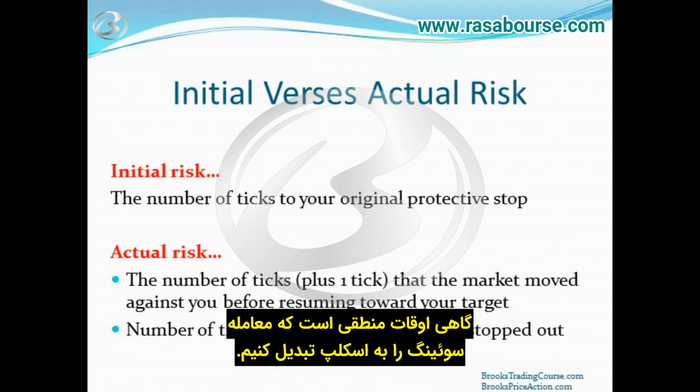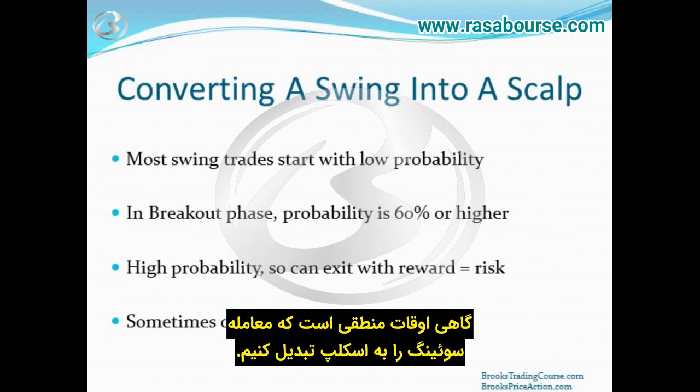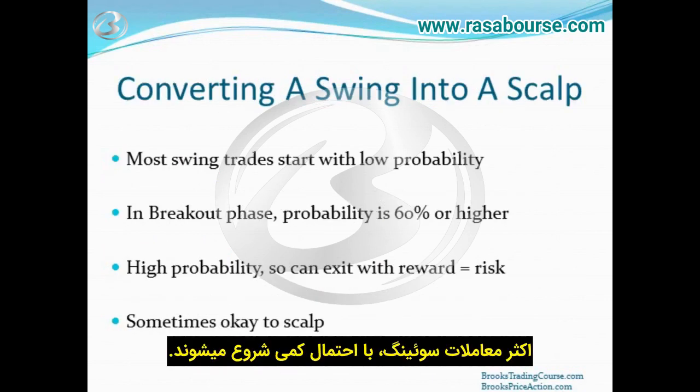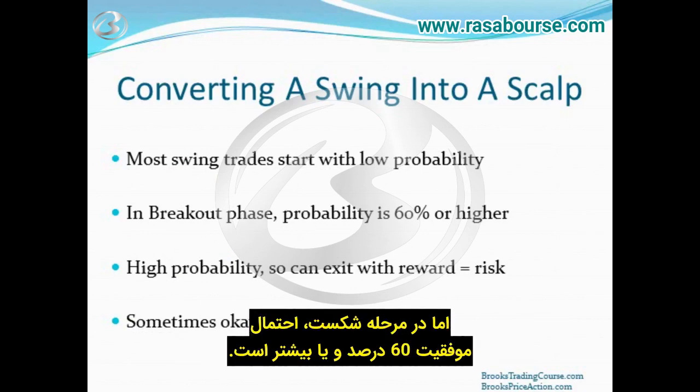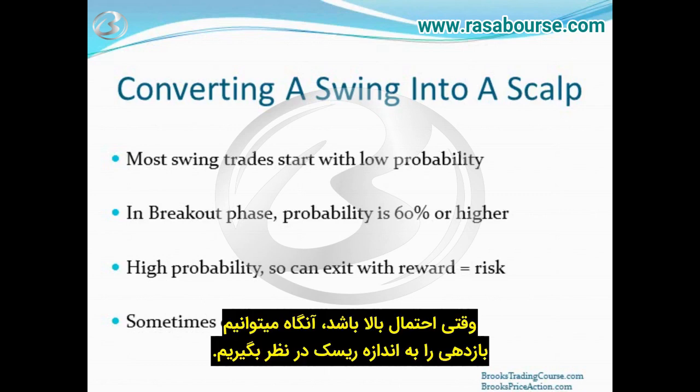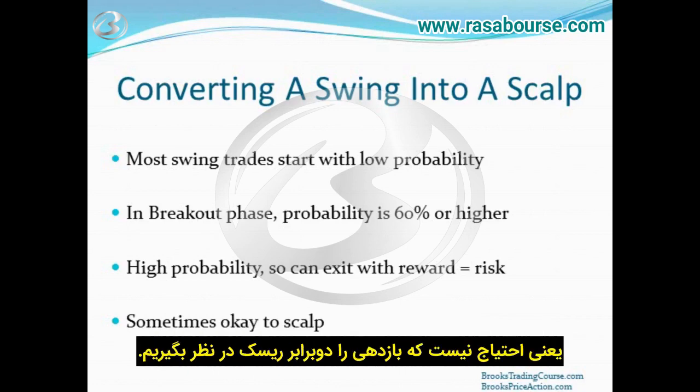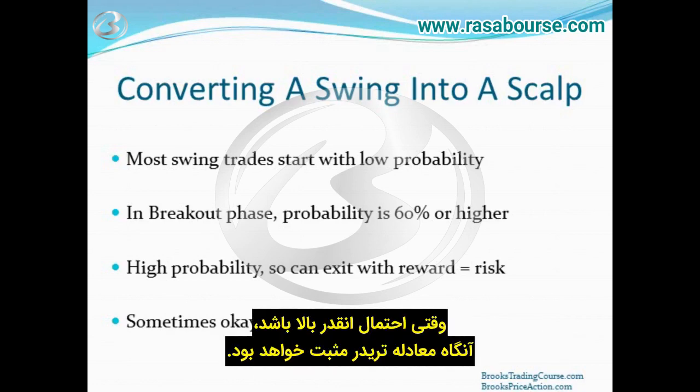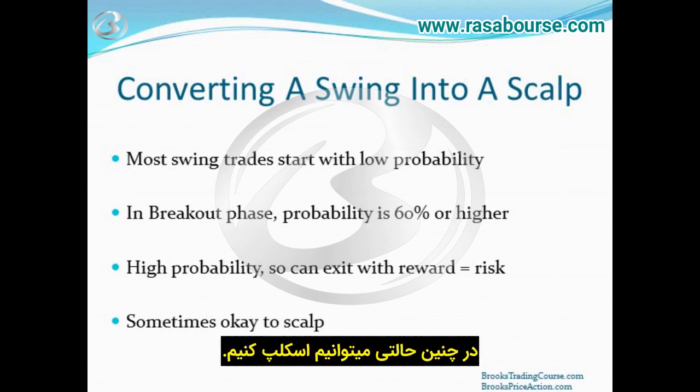It's sometimes reasonable to convert a swing trade into a scalp. Most swing trades start with low probability, but in the breakout phase, the probability of a successful trade is often 60% or higher. When the probability is high, you can exit with a reward that is equal to the risk. You don't have to go for 2 times the size of the risk. You'll still have a positive trader's equation when the probability is that high. And when that's the case, it's okay to scalp.